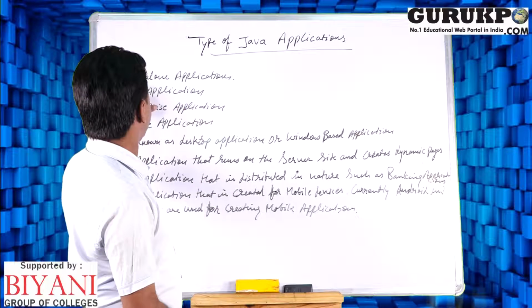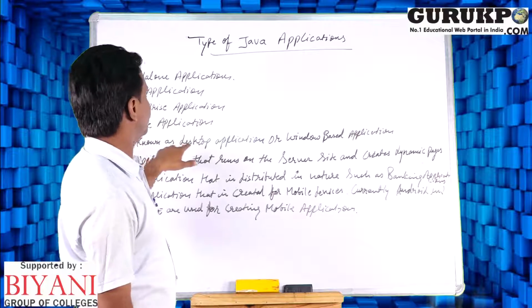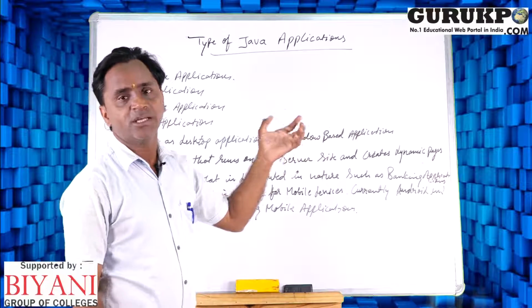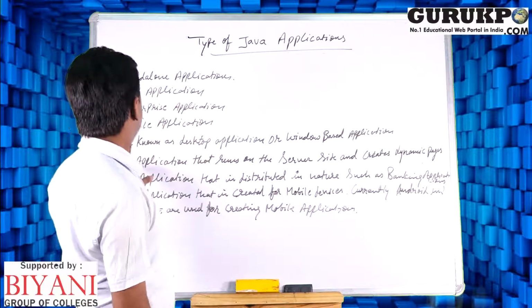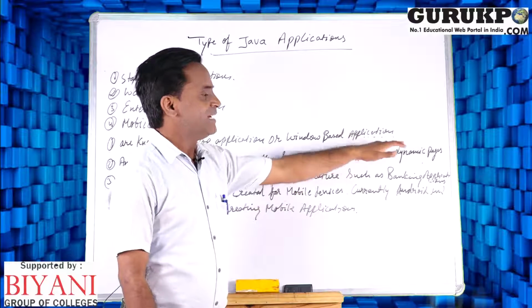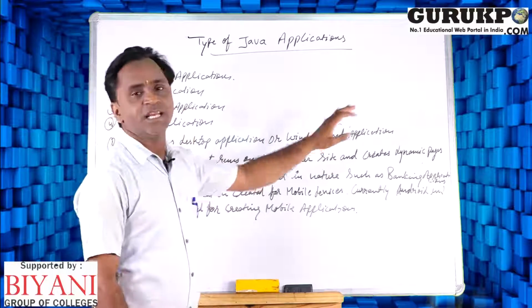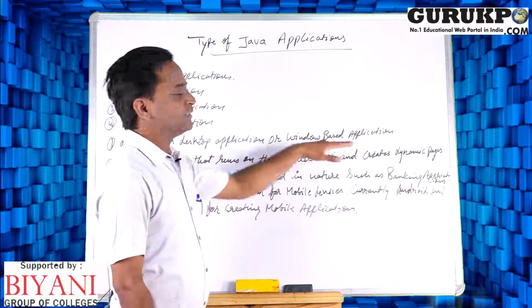First one is standalone application, which is known as desktop application or window based application. It is basically a window based application. The next one is web application, an application that runs on the server side and creates dynamic pages. We use web applications for creating web pages and they run on the server side.